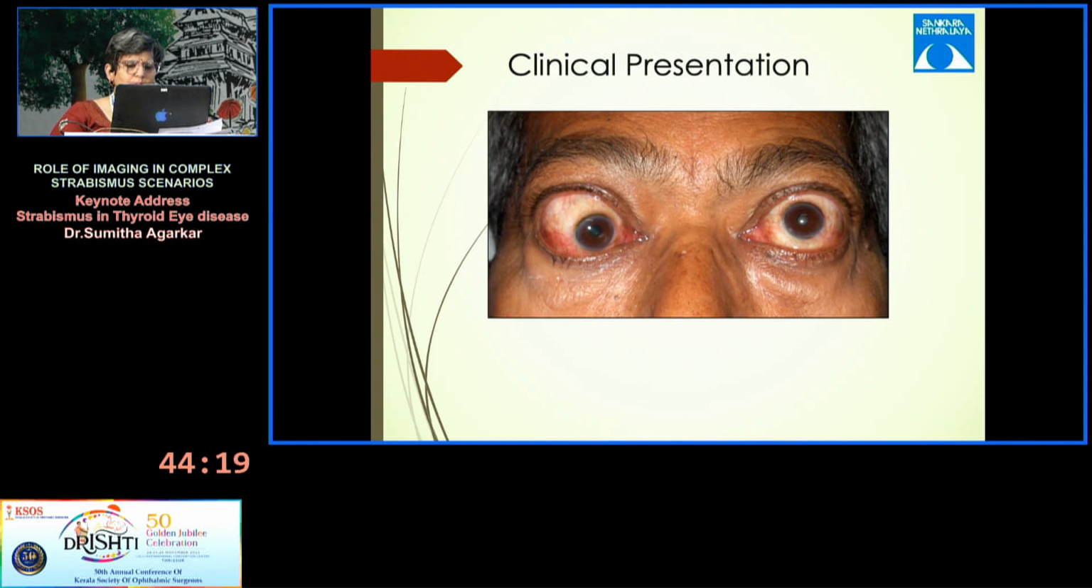So this is how a typical patient might look. Here it is difficult to assume which eye is actually fixing because both the eyes have severe disease. But you can see there is proptosis, there is limited ocular movement, though I can't make it out from this picture, there is lid retraction, there is strabismus. You can see almost the entire spectrum of thyroid eye disease in this patient.